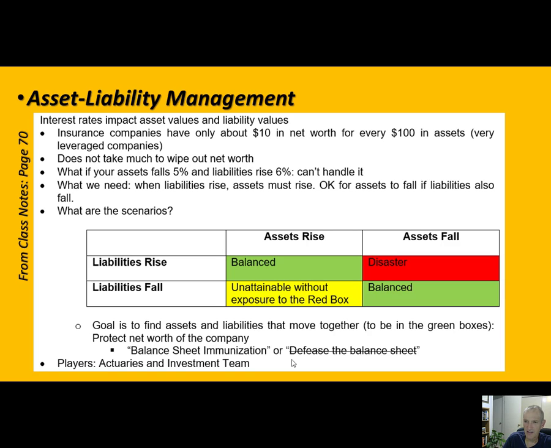With life insurance, there are a lot of assumptions. You have to decide, when are people going to die? How many people are going to surrender their policies? And you have disintermediation risk. You have to look at what bonds you're buying. You have some credit risk in there as well with the bonds you bought. Maybe the company goes insolvent. So it's tough. The players here are actuaries and the investment team.